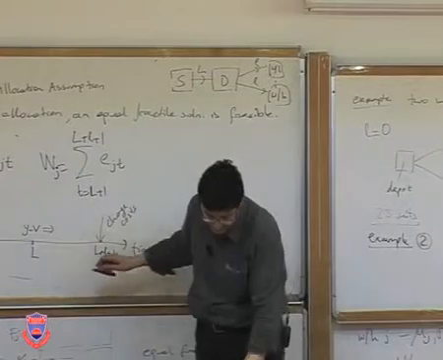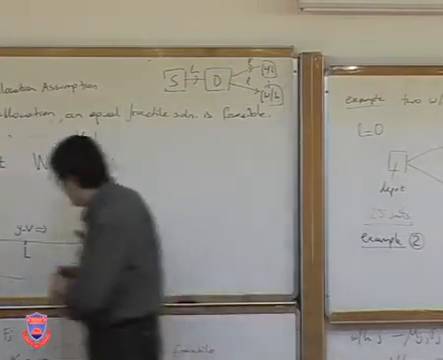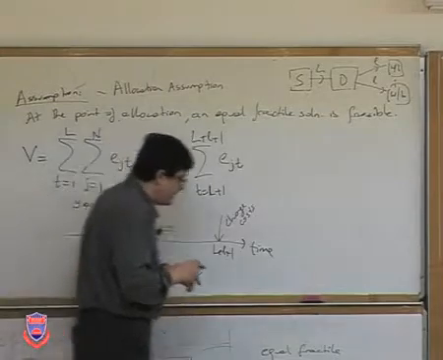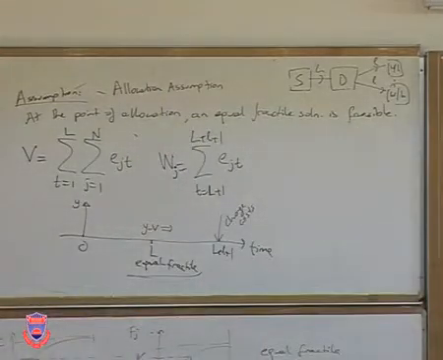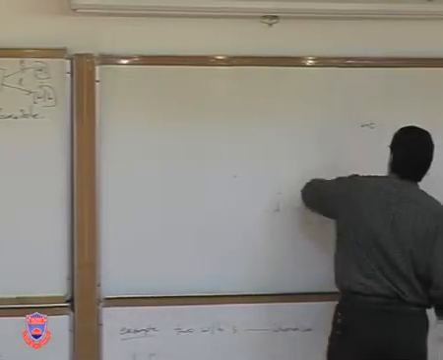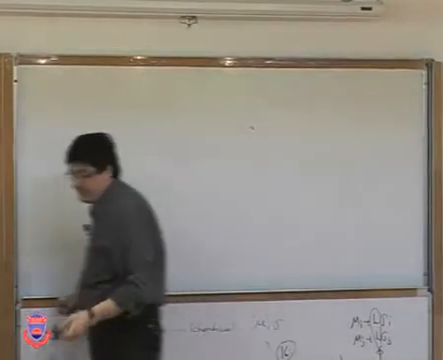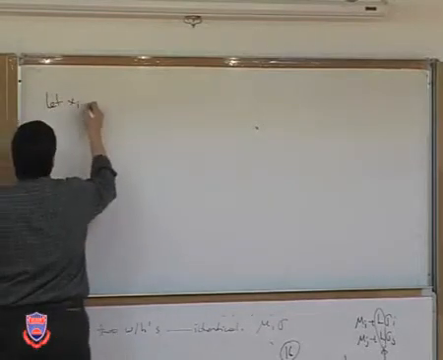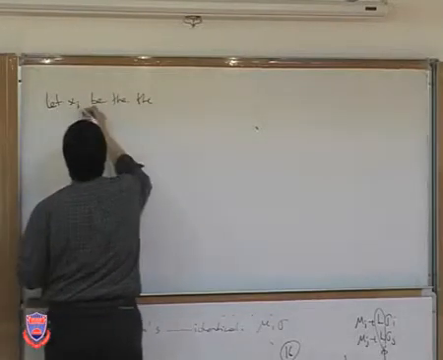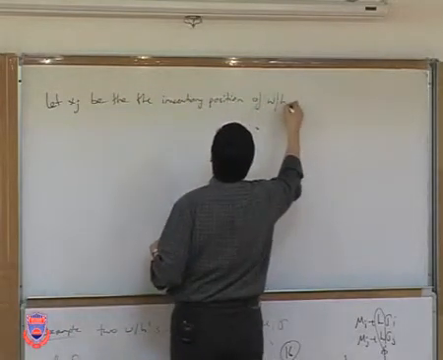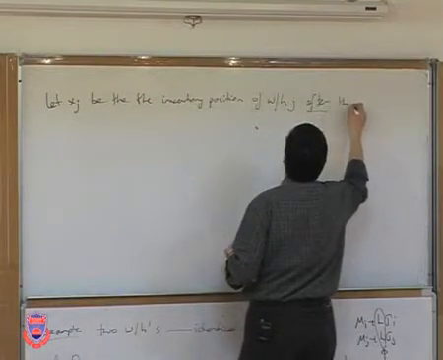Okay. So here, note that I assume that I will be able to make an equal fractile allocation. Okay. So now, any questions on this? Okay, now it's time, actually, to find out this so-called equal fractile allocation. Now, let xj be the inventory position of warehouse j after the allocation.